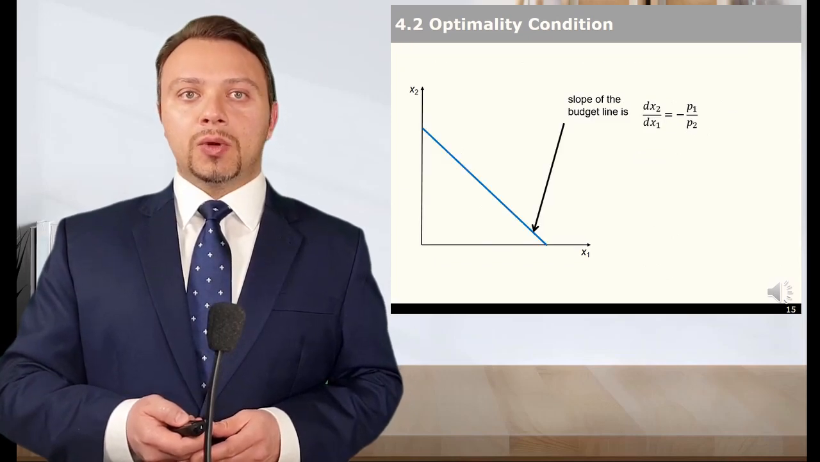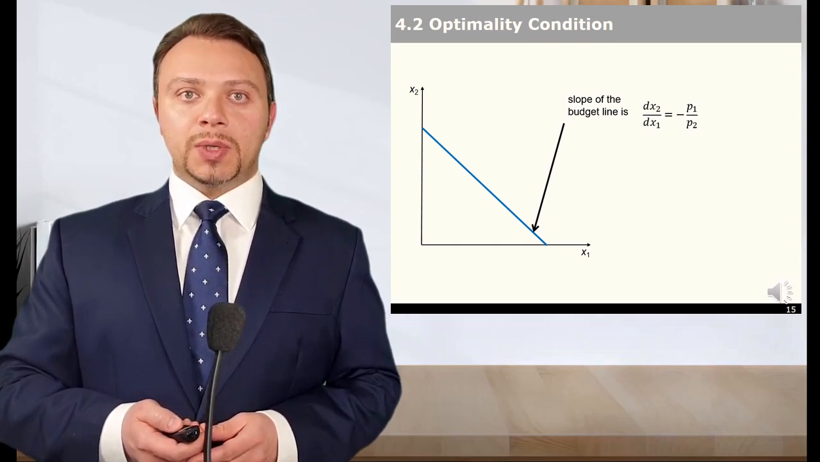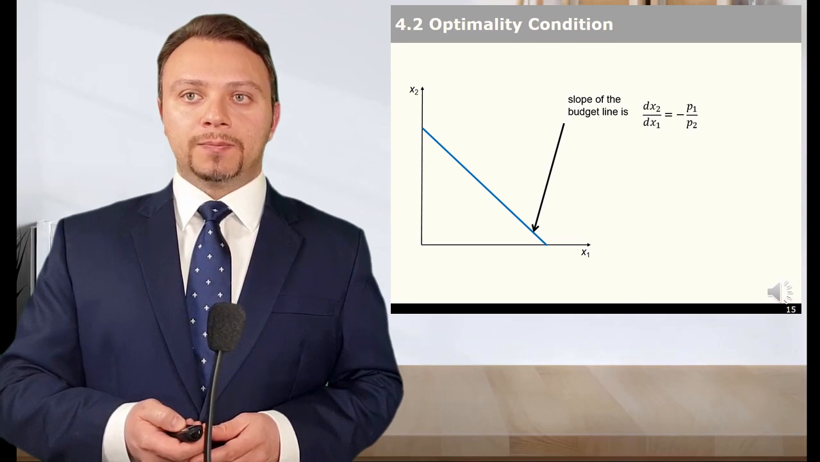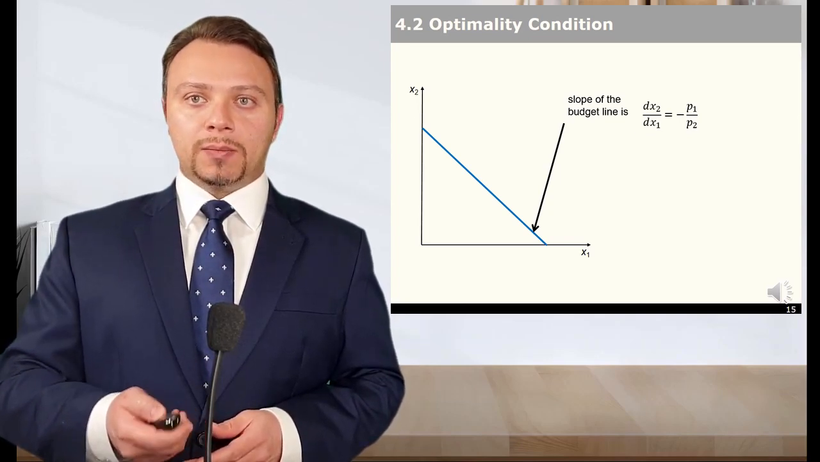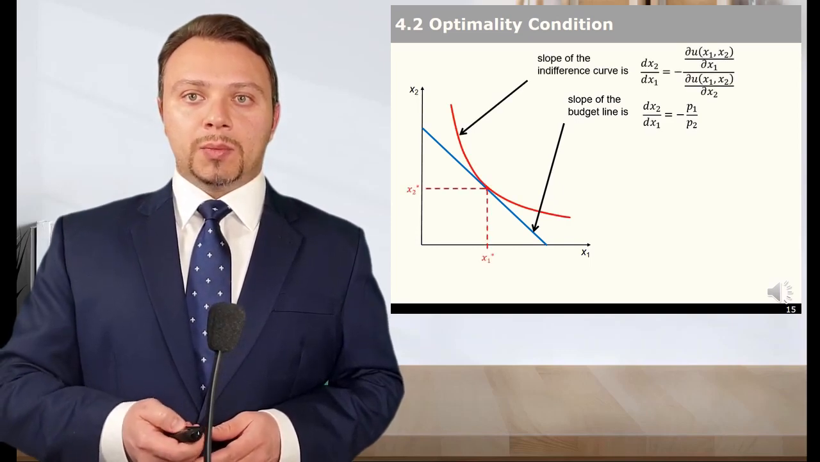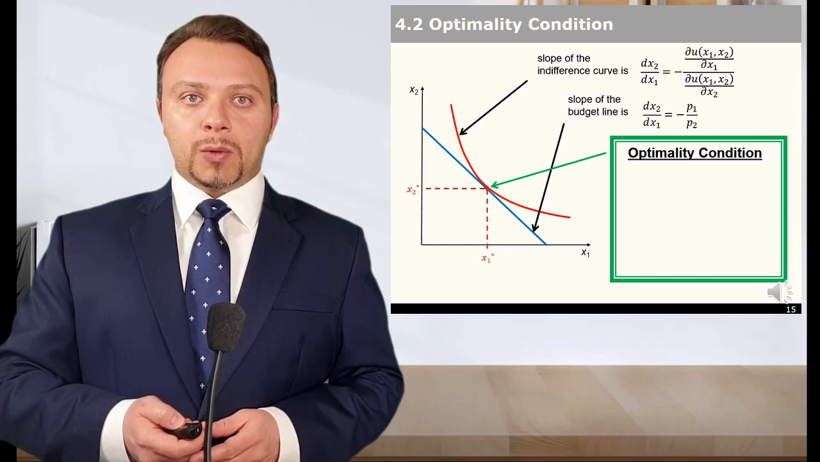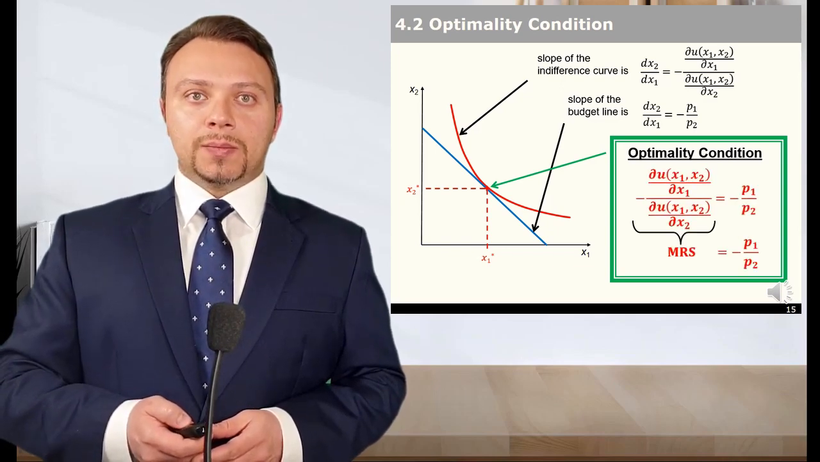Let us bring these two concepts together now. We know in the optimum must hold the slope of the indifference curve must be equal to the slope of the budget line. And we know both now. So this is the slope of the budget line. Here we see the slope of the indifference curve. And in the optimum it must hold the following optimality condition. The marginal rate of substitution is equal to the negative ratio of the prices.